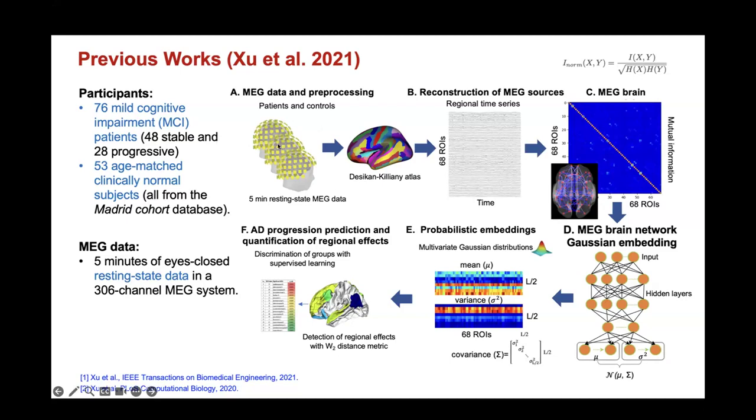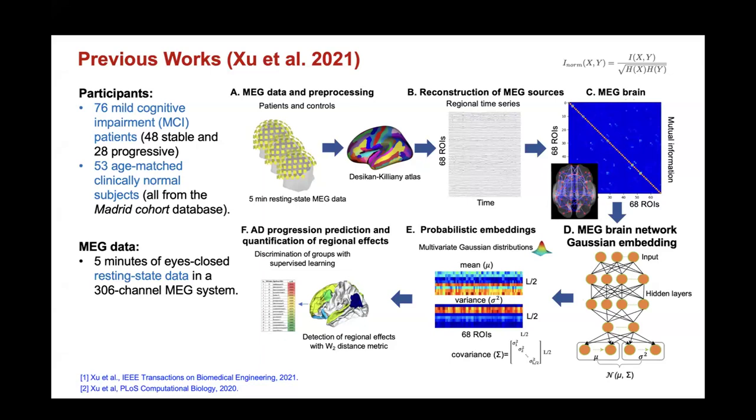Based on the collected 5-minute MEG data, we use a brain atlas including 68 brain regions. This is the regional time series data, and we can compute the information to generate the adjacency matrix of the brain connectivity. Then we developed an approach based on Gaussian embeddings. We can embed this brain connectivity into lower dimensional Gaussian distributions in terms of mean and variance. Based on this embedding, we can do different downstream tasks.